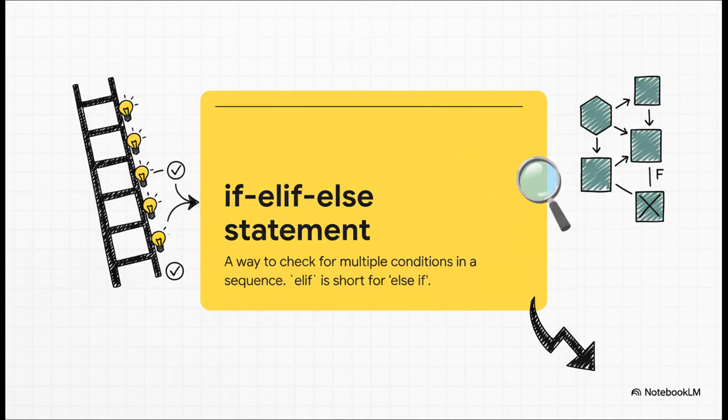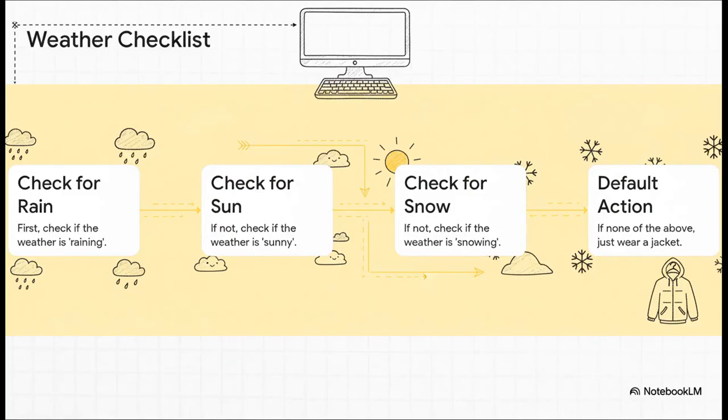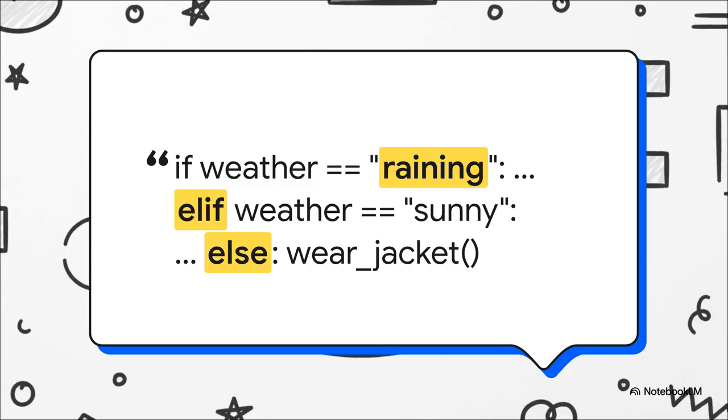The computer starts at the top rung, it checks the if. If that's false, it just steps down to the first elif. If that one's false too, it just steps down to the next one. And it keeps going down the ladder until it finally finds a condition that's true. Now, the really crucial thing here is that it works like a checklist, and it goes in order. The computer asks, is it raining? Nope. Okay, then is it sunny? Nope. All right, how about snowing? Still no. And because it went through all of our specific checks and didn't get a yes, it finally lands on our default else action at the very bottom. Just wear your jacket. And here is the code that builds that exact ladder.